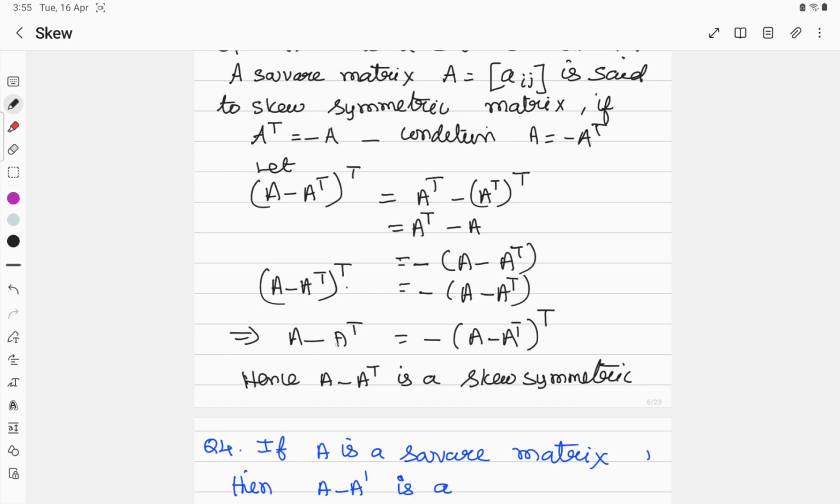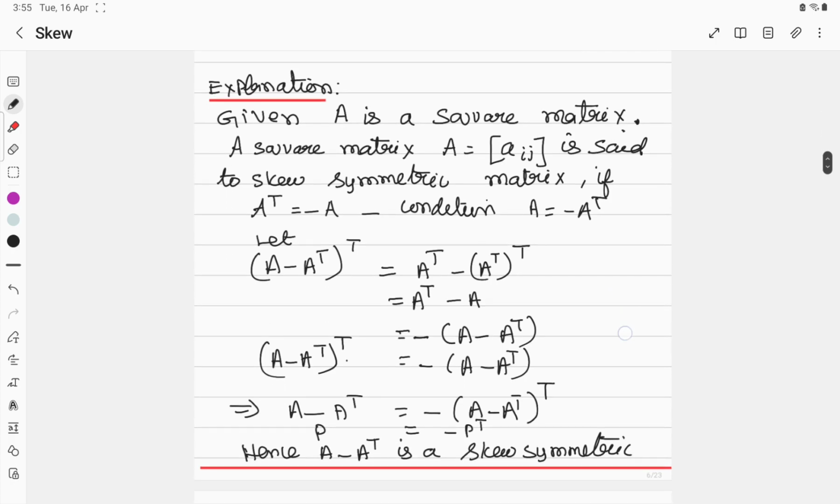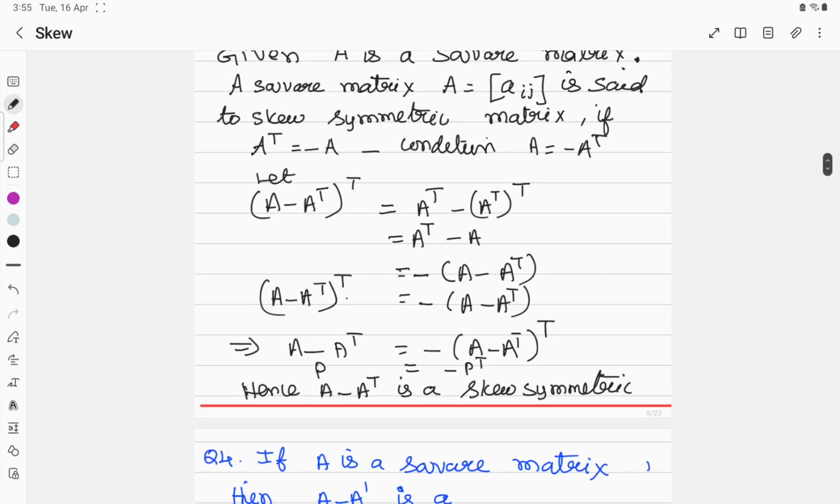That is, if we consider A minus A transpose as some matrix P, then minus of A minus A transpose is equal to minus P transpose. Hence, A minus A transpose is a skew symmetric matrix. Answer B.